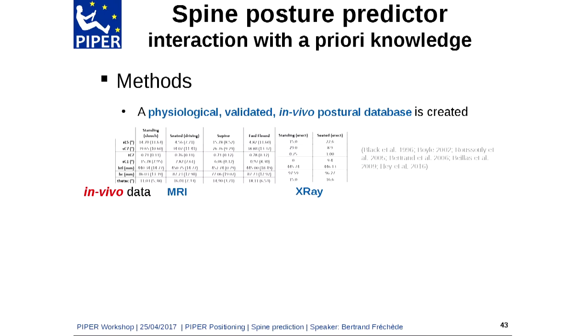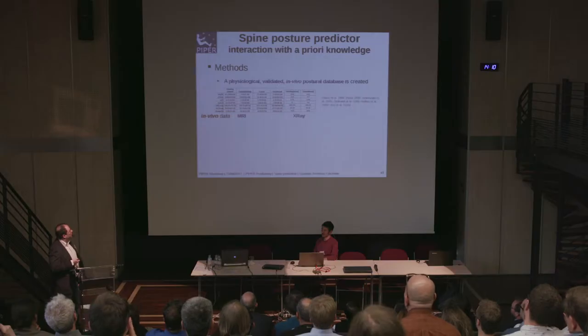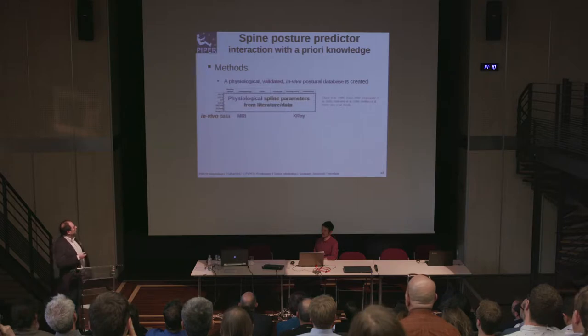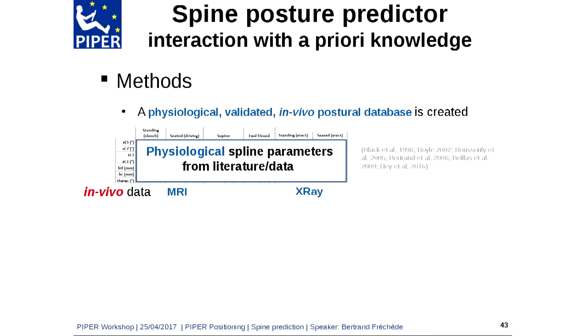Based on this approach, we defined what I call a physiological validated in vivo postural database, which is created based on in vivo data, that's really important, coming both from MRI data and X-ray data, either from the literature or from data that we had from previous studies. But basically, for the six postures that you can see here, we were able to define the associated parameters by fitting the splines on each of these postures.